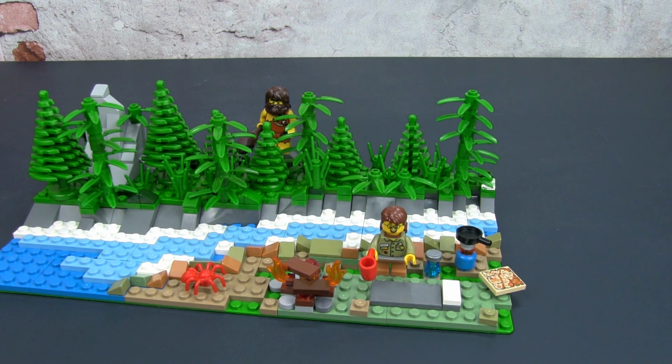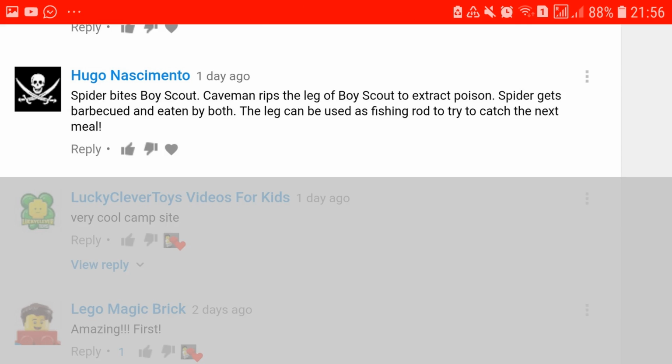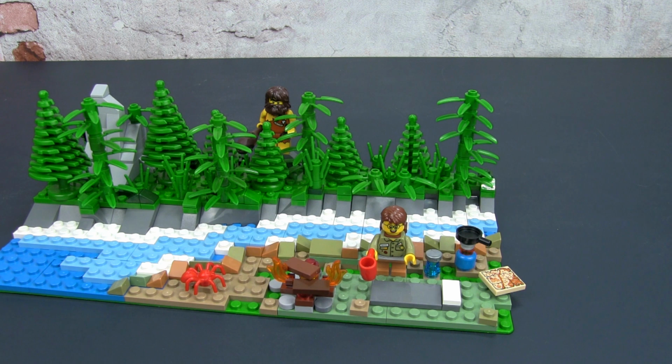This one is a bit more dark and morbid, and it is from Hugo Nascimento. The spider bites the Boy Scout, the caveman rips the leg of the Boy Scout to extract the poison, spider gets barbecued and eaten by both. The leg can then be used as a fishing rod to try to catch fish for the next meal. That is really creative, even though it is a bit morbid.